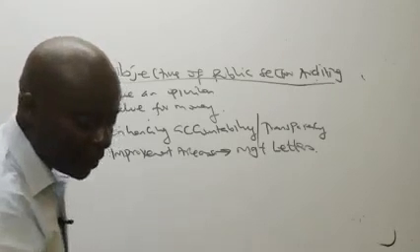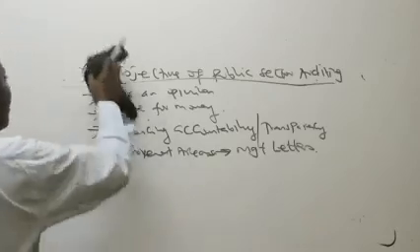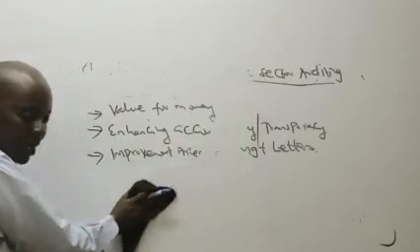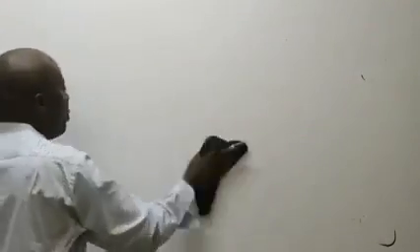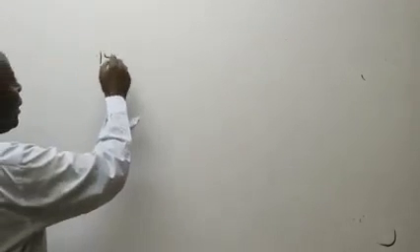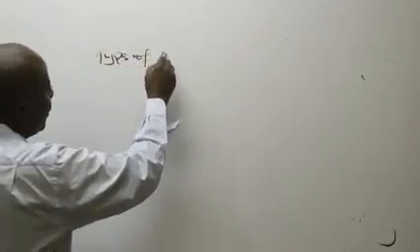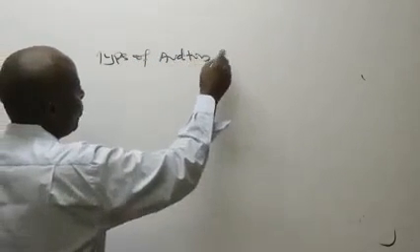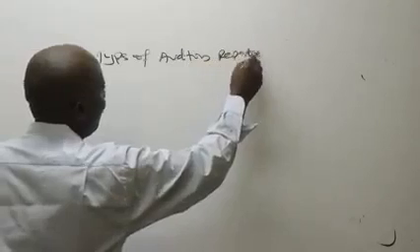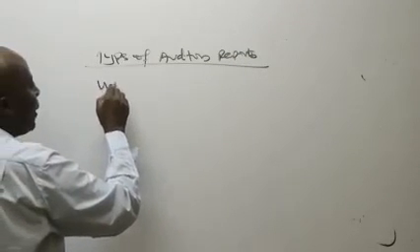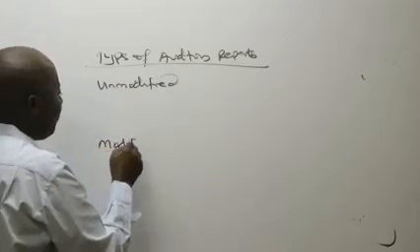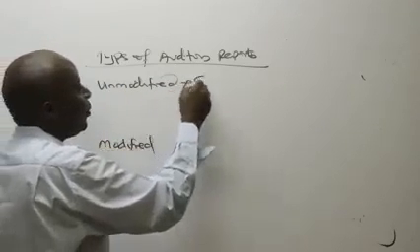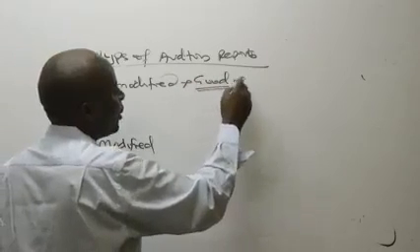So as you open that question, ladies and gentlemen, I would want to remind you the following. About types of auditors reports. Of course, you guys know that we have what we call unmodified, and then we have what we call modified. So unmodified are the good. These are the good reports.